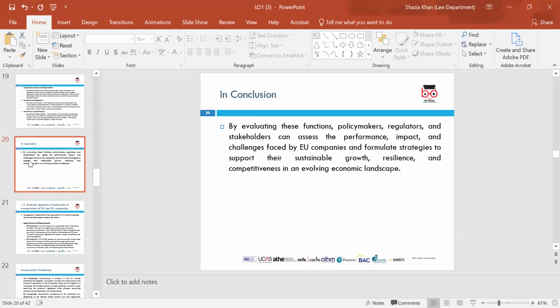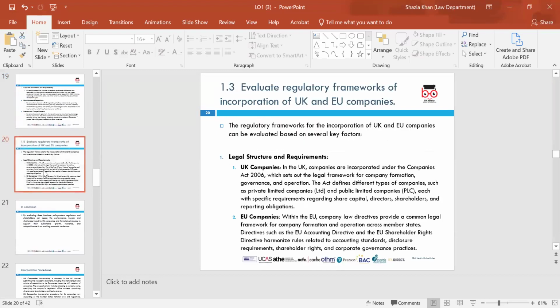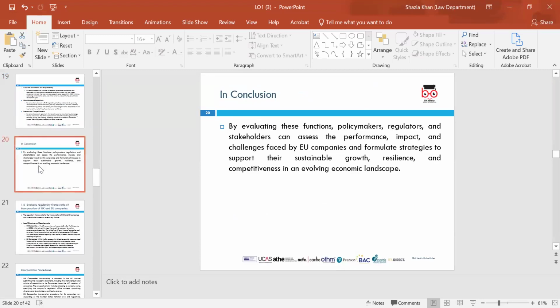Now, to conclude this part. So in conclusion, by evaluating these functions, policymakers, regulators, and stakeholders can assess the performance, impact, and challenges faced by EU companies. And they can formulate strategies to support their sustainable growth, resilience, and competitiveness in an evolving economic landscape. And that is a conclusion to 1.2.